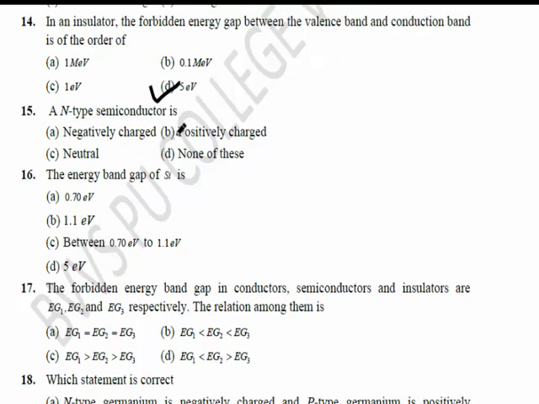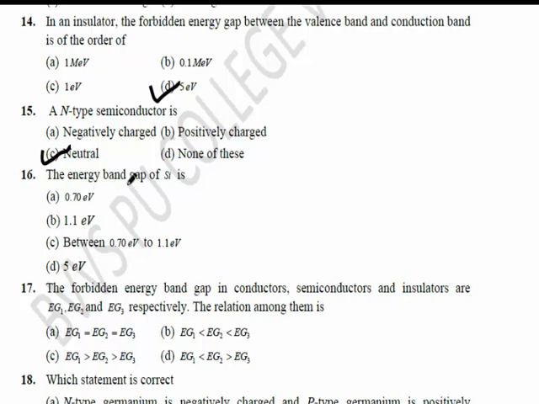An N-type semiconductor, is it negatively charged, positively charged, neutral, or none of these options? N-type, as I told, means it is a negative type semiconductor, which does not mean it is negatively charged or positively charged. It is a neutral semiconductor. So the option is C. 15th is C.